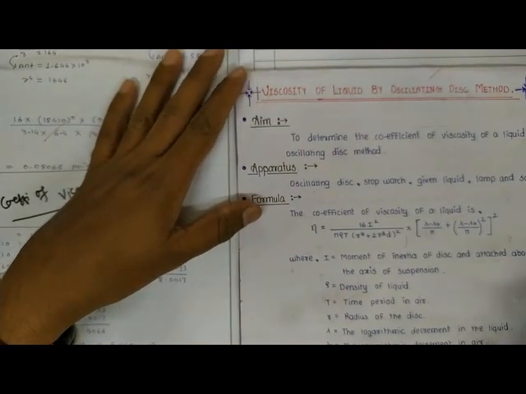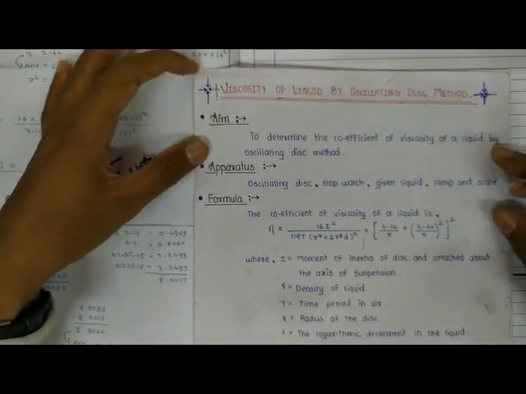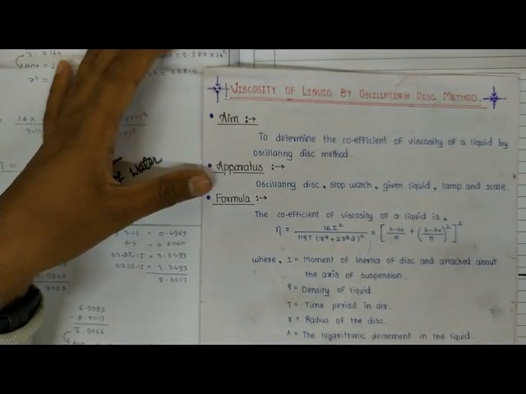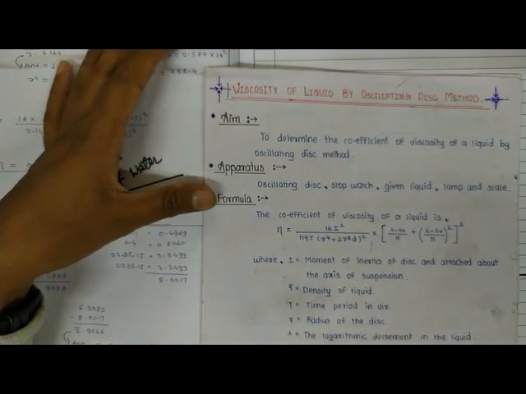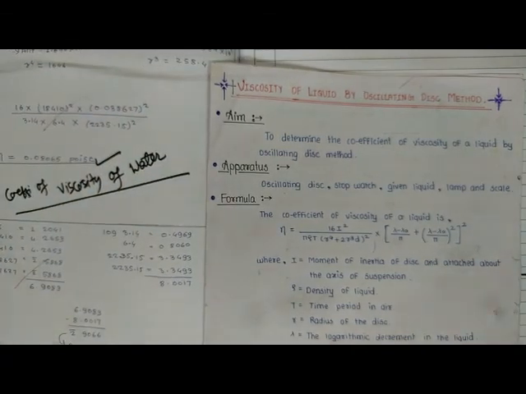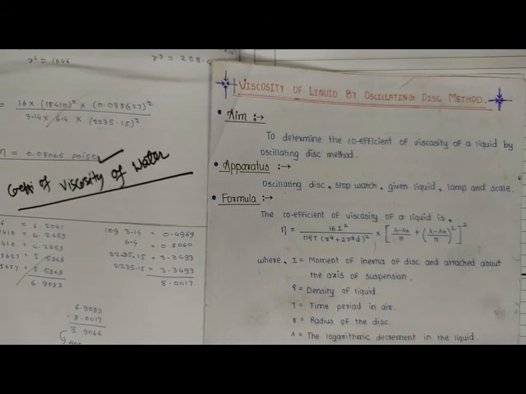Okay, so yes, this is the simple method to find the coefficient of viscosity of any liquid. Instead of water you can use other liquids also. You can find the viscosity of oil or edible oil or castor oil and all, right? So yes, these are the efforts to make this practical successful.